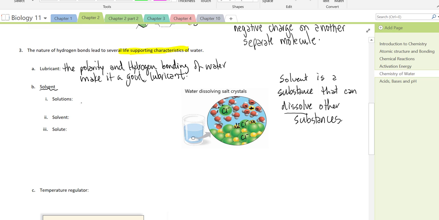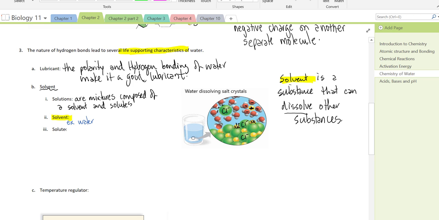So we talk about solutions, right? Solutions are mixtures composed of a solvent and solutes. So what's the solvent? Well, remember the solvent is a substance that can dissolve other substances, right? So you can maybe add that definition over here. I won't rewrite it. A solvent is a substance that can dissolve other substances. So in this case, for example, water. Water is a great solvent.